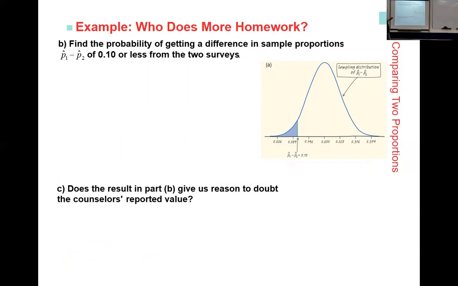Find the probability of getting a difference in sample proportions of 0.1 or less from the two surveys. So here's what your normal curve drawing would look like. Mean is 0.2, standard deviation is 0.058, so we go 0.058 is our scale on either side.